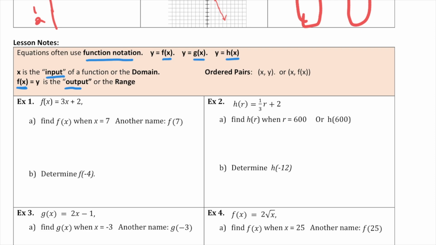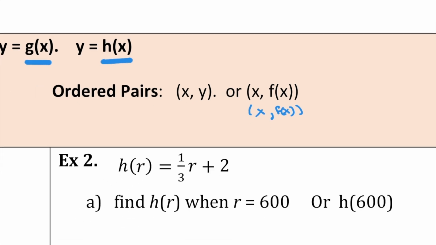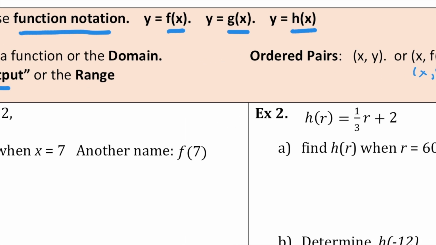When you write ordered pairs, you always put your x first and then your y. With our new notation, we still put x first, but afterwards we fill in the f of x value. So we're going to write ordered pairs using this function notation.